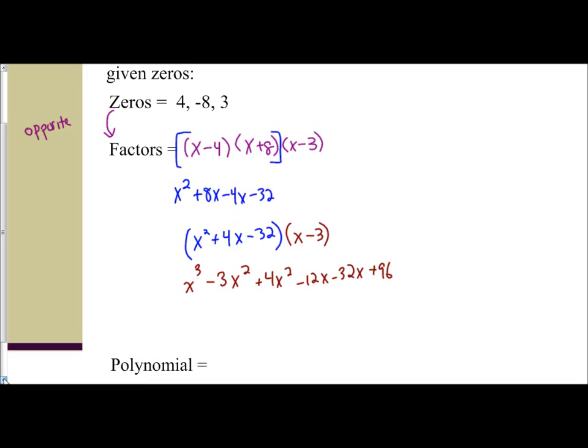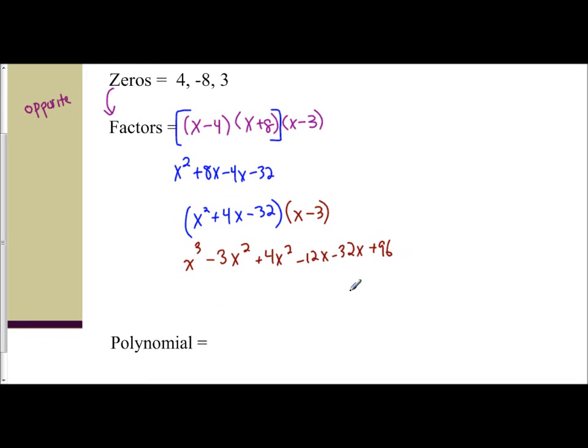Now we combine our like terms to give us our final polynomial. We get here x cubed plus x squared minus 44x plus 96. And that is the polynomial that is created by multiplying our factors together by being given these zeros of 4, -8, and 3. So we learn that by knowing the zeros, we actually can find out what the polynomial is.